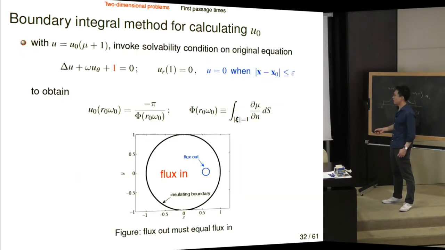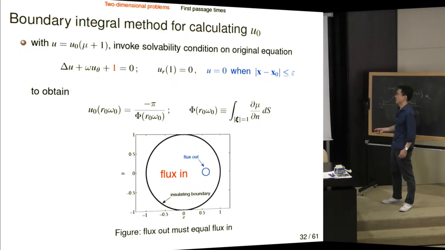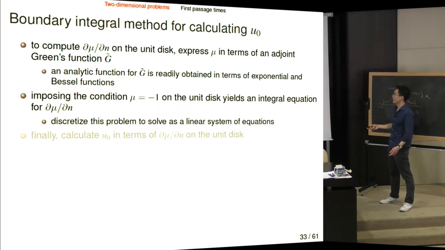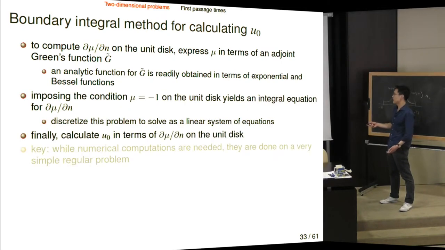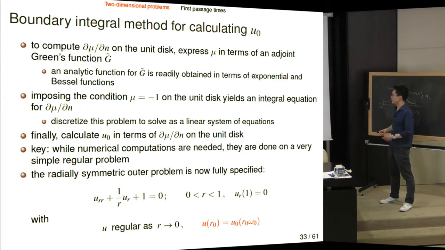So we're going to formulate a boundary value problem for this mu guy here. Okay, so in the outer region, we do this linear transformation. We compute this U naught, the value that we want, in terms of the flux of mu on this trap. So you do this divergence theorem, right? You compute this flux in terms of the adjoint Green's function. You impose the boundary conditions. And essentially, what you do is you formulate an integral equation, you solve it numerically, and you compute this U naught here, right? And that uniquely fixes your U, all right?